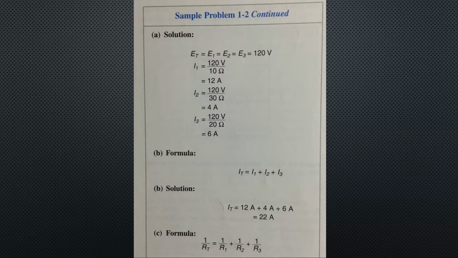Part B of the formula. Current total equals current at 1 plus current at 2 plus current at 3. The solution is the total current equals 12 amps plus 4 amps plus 6 amps, in this case 22 amps.